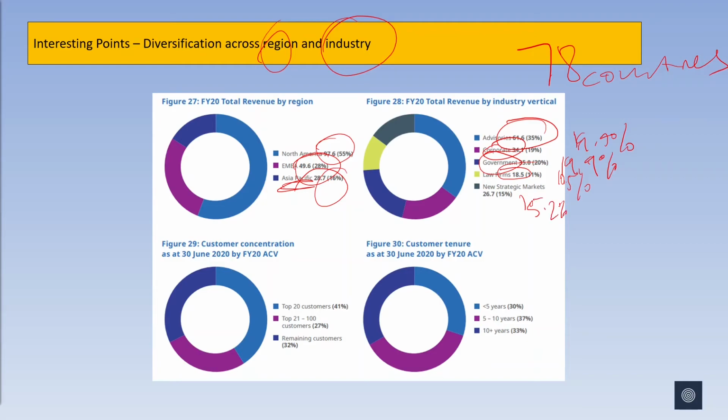This general market of new markets is a category that represents a collection of customers across the above industry verticals in Nuix's new markets, which includes Japan, New Zealand, Germany, India, and the Middle East. Evidently, this is quite diversified.